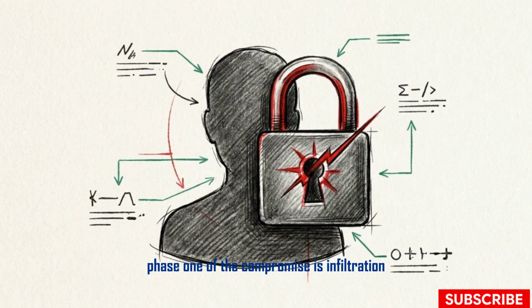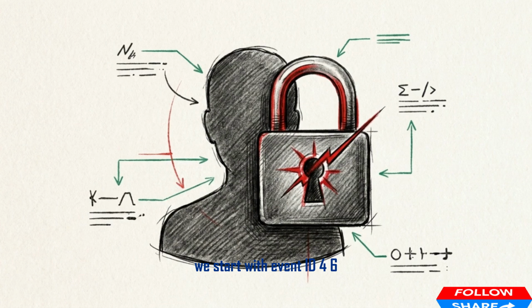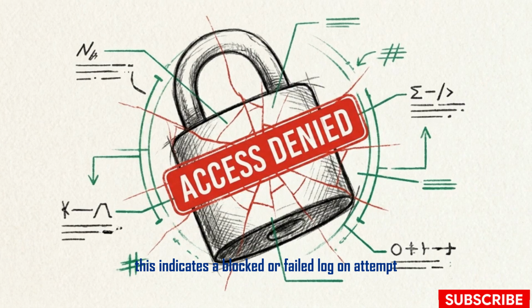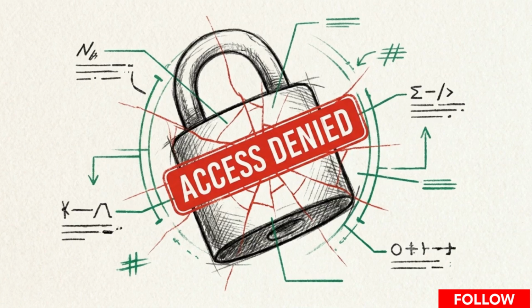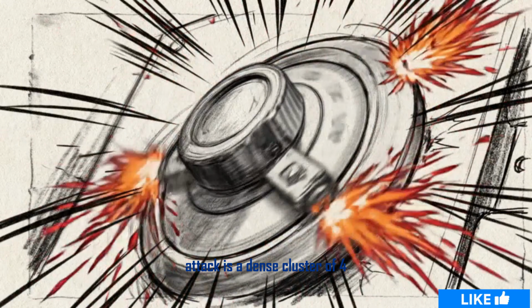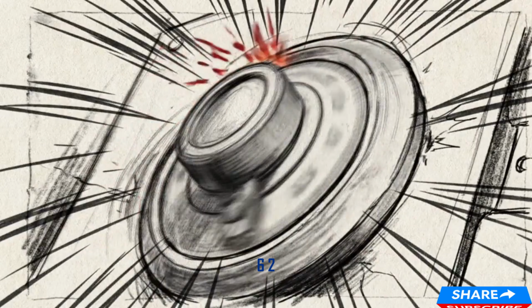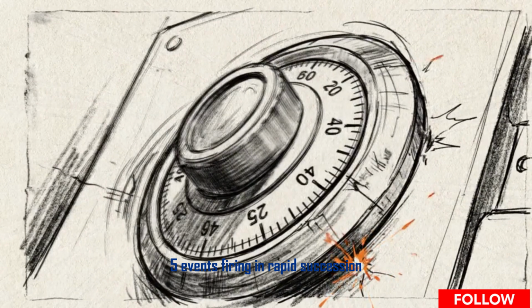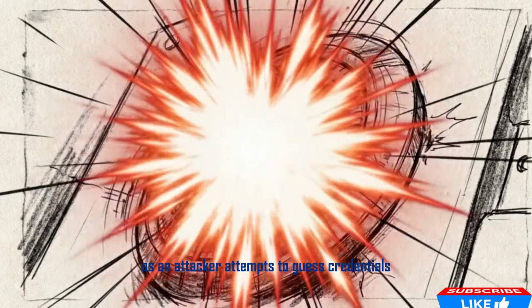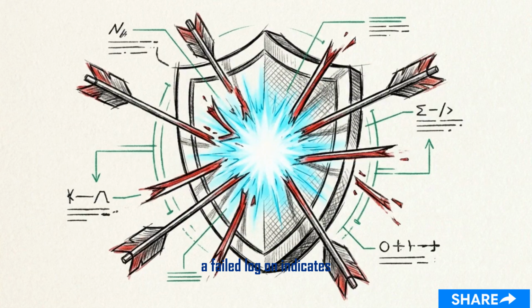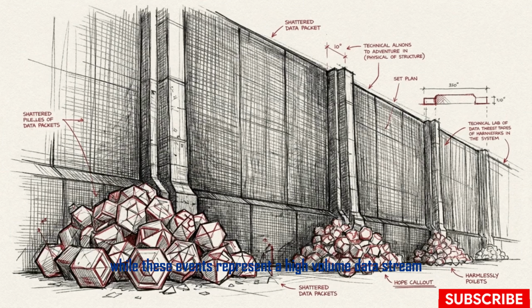Phase 1 of the compromise is infiltration. We start with event ID 4625. This indicates a blocked or failed logon attempt. The signature of a brute force attack is a dense cluster of 4625 events firing in rapid succession as an attacker attempts to guess credentials. A failed logon indicates an authentication attempt was blocked. While these events represent a high-volume data stream, they do not verify that a perimeter has been crossed.